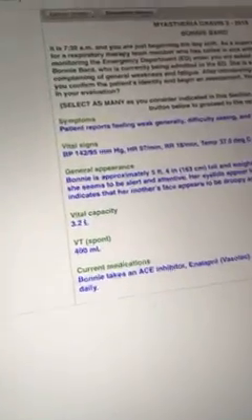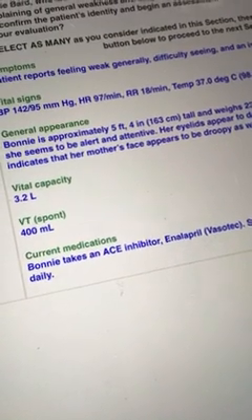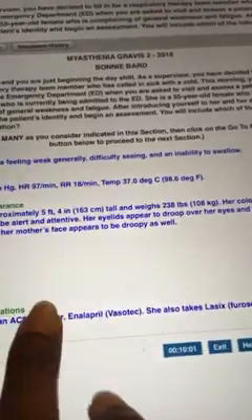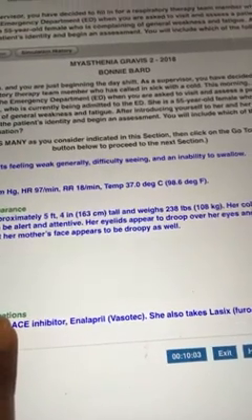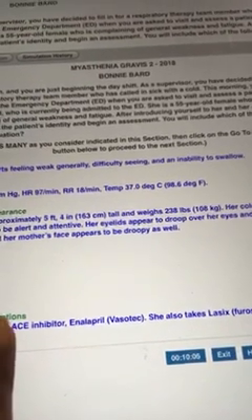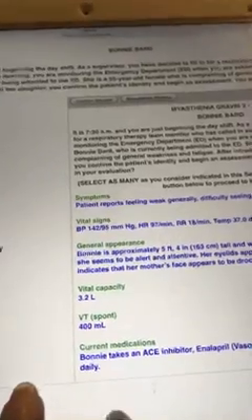Alright, so now it's medications. She takes an ACE inhibitor, enalapril, a drug with the word April in it, Vasotec, so I'm thinking that's a vasopressor or something like that. She also takes Lasix, furosemide by mouth daily. So that's all the level 1s. Is there an emergency? I would say not, so I can go to level 2s.